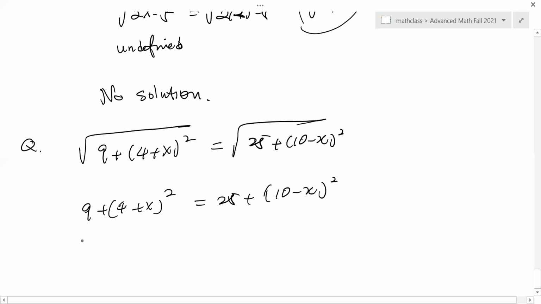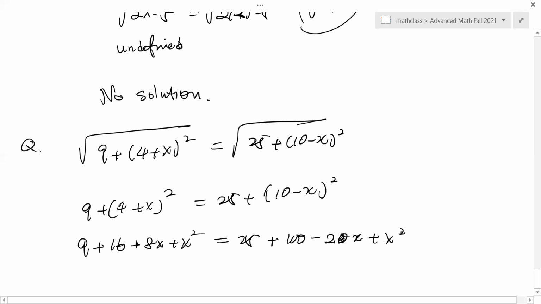Right, so simplified, 16 plus 2 times, that's 8x, right? And x squared. Here's 25 plus 10 squared is 100 minus twice of 10, 10x plus x squared. So now you get a very complicated equation.